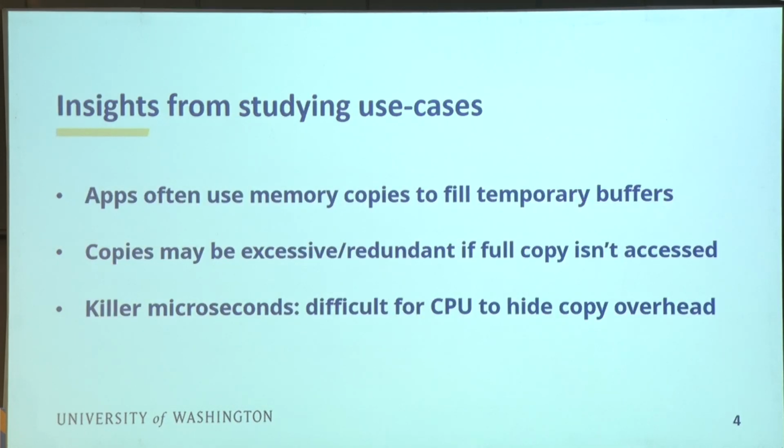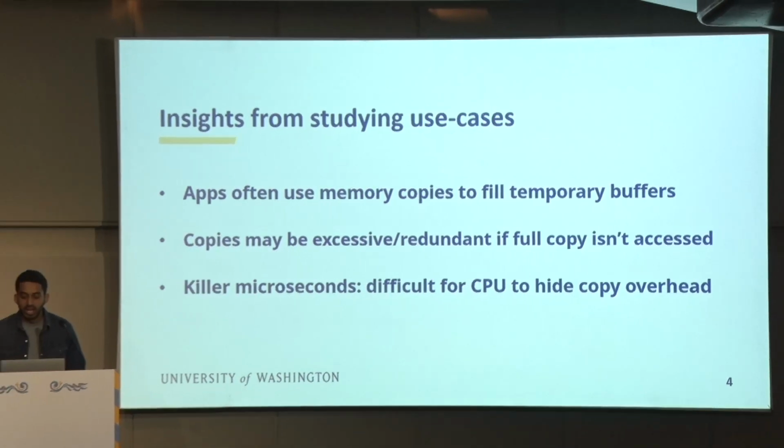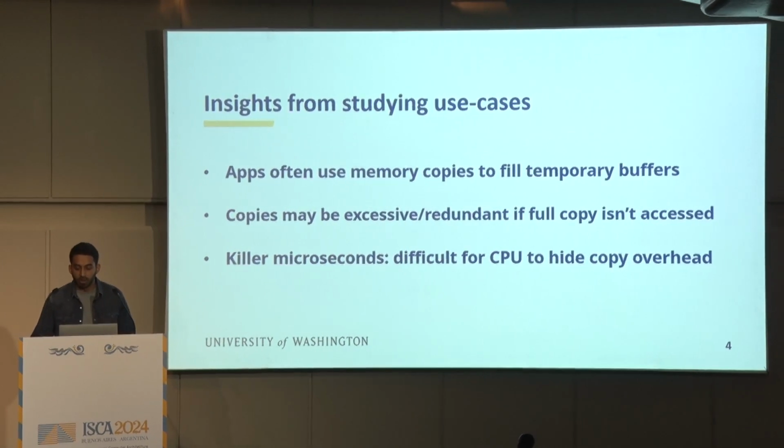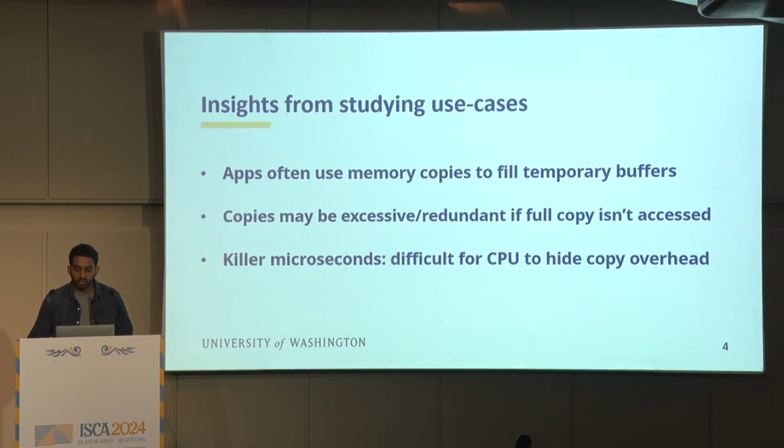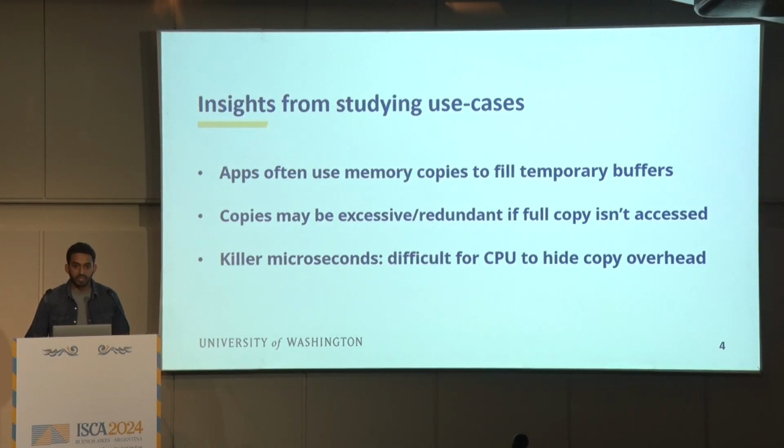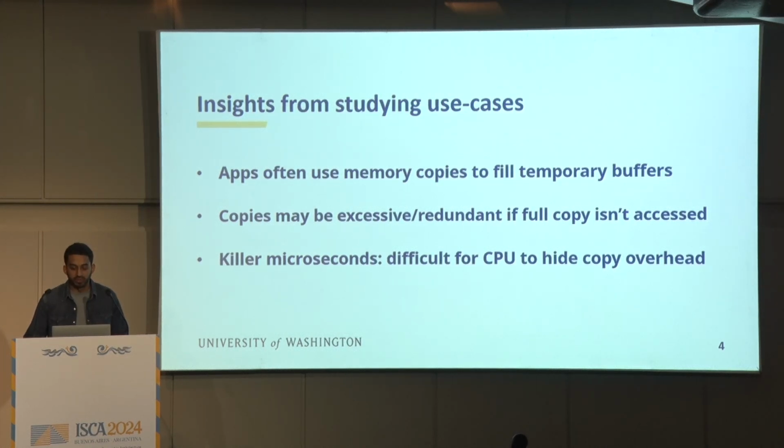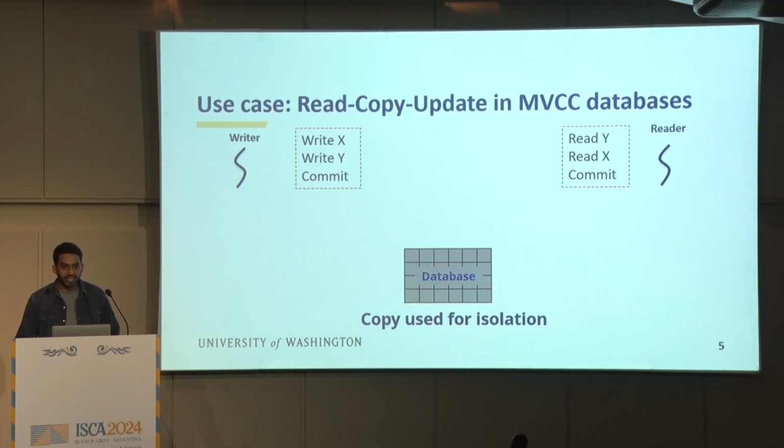Our insights from looking at these applications are that they typically use MemCopy to fill temporary buffers, and this can lead to excessive or redundant copying. When copying happens in the critical path of application processing, it becomes difficult for the CPU to hide its overhead, leading to killer microseconds of copy execution. So to see how these copies are exactly used in modern applications, let's look at a typical use case, specifically read copy updates in multi-version concurrency control databases.